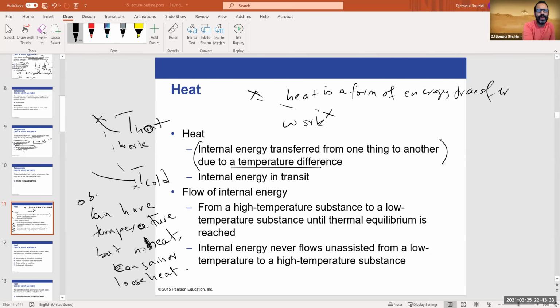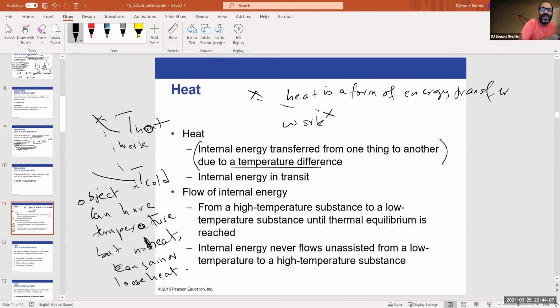So an object can have temperature, but no heat. It can never have heat. It can gain heat or lose heat. When it gains it, it translates itself in other quantities like temperature, which is the common thing that we associate. That's why we tend to connect that, or pressure, increase in pressure, or for example, expansion or compression or something of this nature.